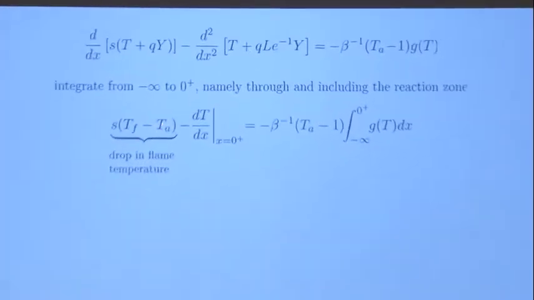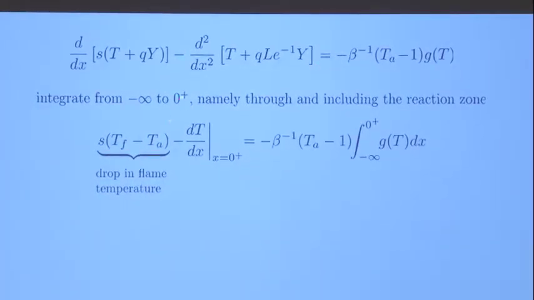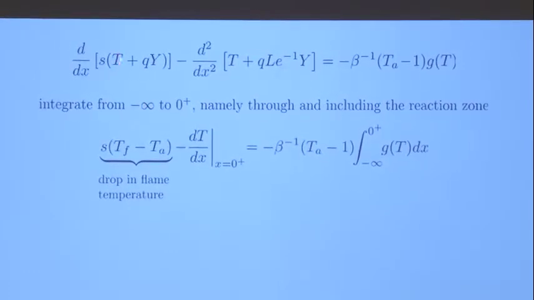So when I do that integration, and then evaluate, because everything is written as a derivative, it's easy to evaluate what you have here. So for example, at 0 plus, T is Tf, Y is 0. So what you get is s times Tf. That's the first term. At negative infinity, T is 1, and Y is Yu. 1 plus Q Yu is exactly the adiabatic temperature. So that's exactly what you get from that term.